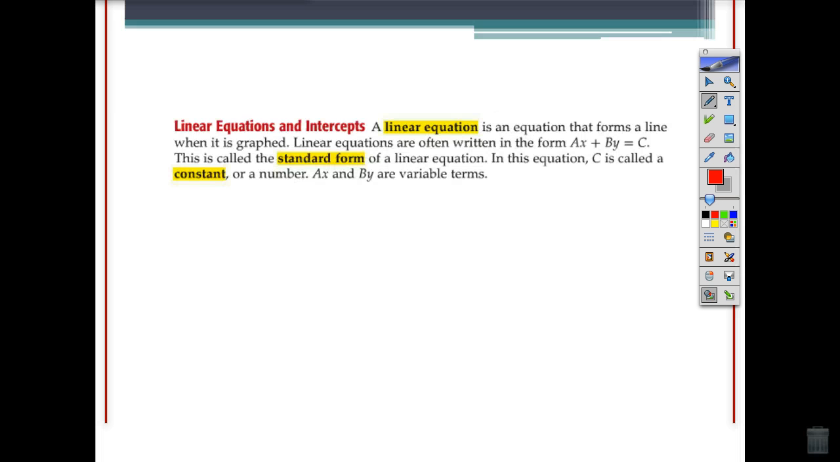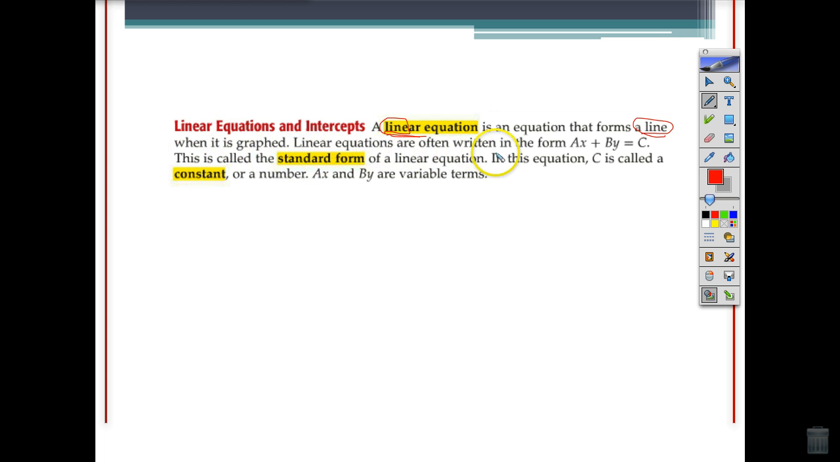So when we're dealing with linear equations and intercepts, a linear equation is an equation that forms a line when it is graphed. You see the word line hidden in the word linear. So when you see the word linear, just look at the word line. The linear equation is an equation that forms a straight line when it is graphed.